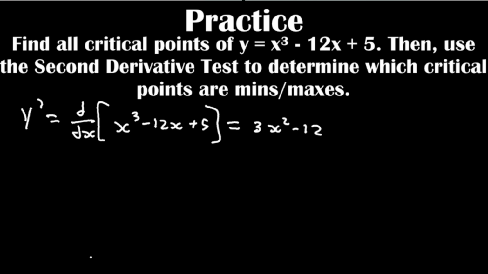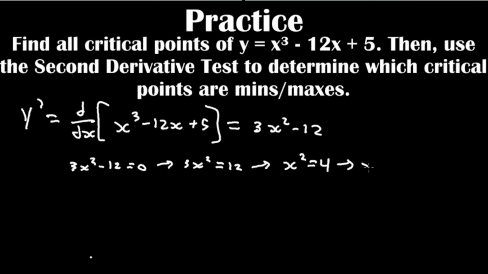Now, we need to set this equal to 0 to find all of our critical points. 3x squared minus 12 equals 0. If we add 12 to both sides, we get 3x squared is 12. If we divide both sides by 3, we get x squared equals 4, meaning that x has to be plus or minus 2. Now, we have our critical points at x equals 2 and x equals negative 2.